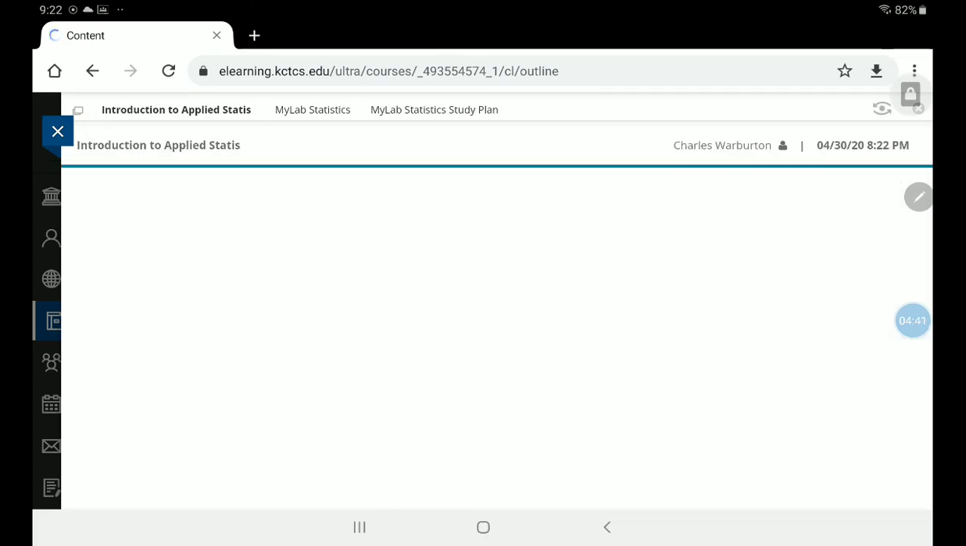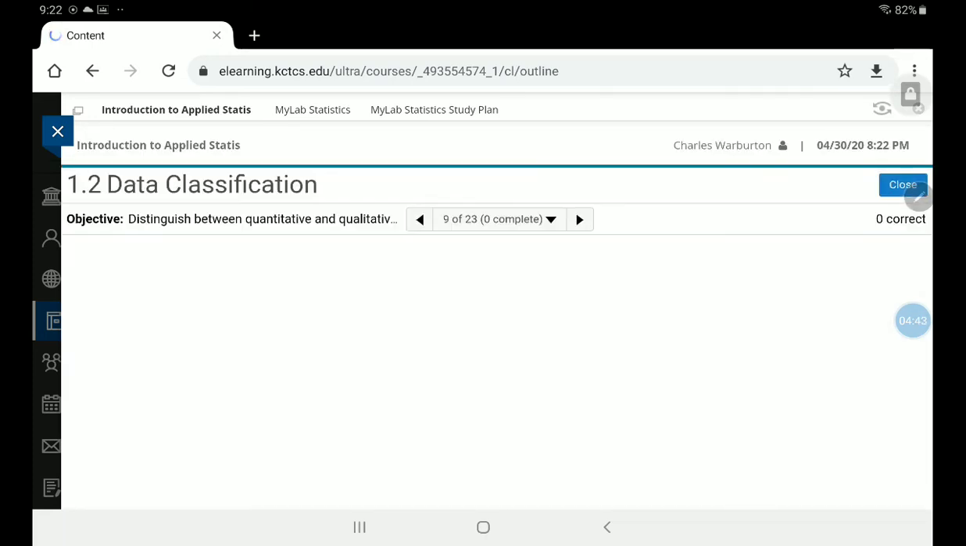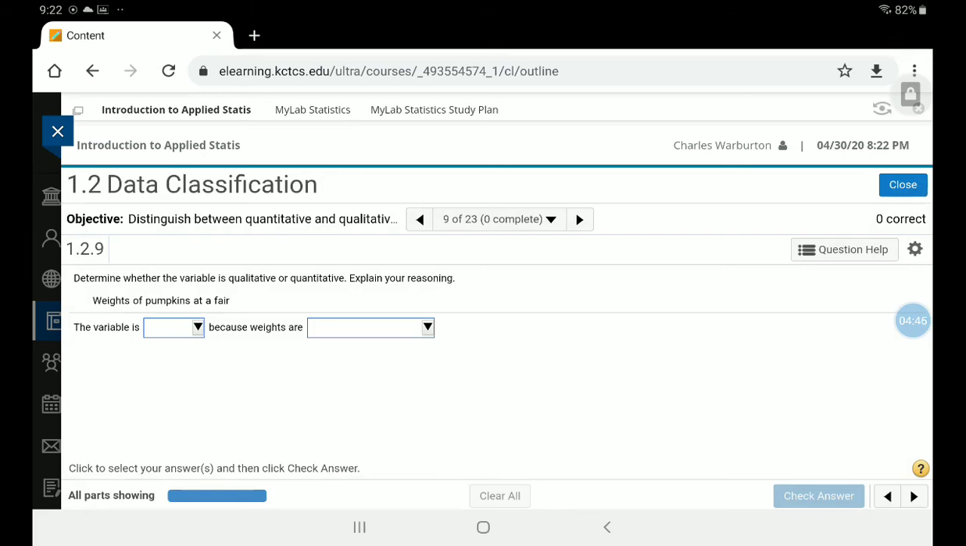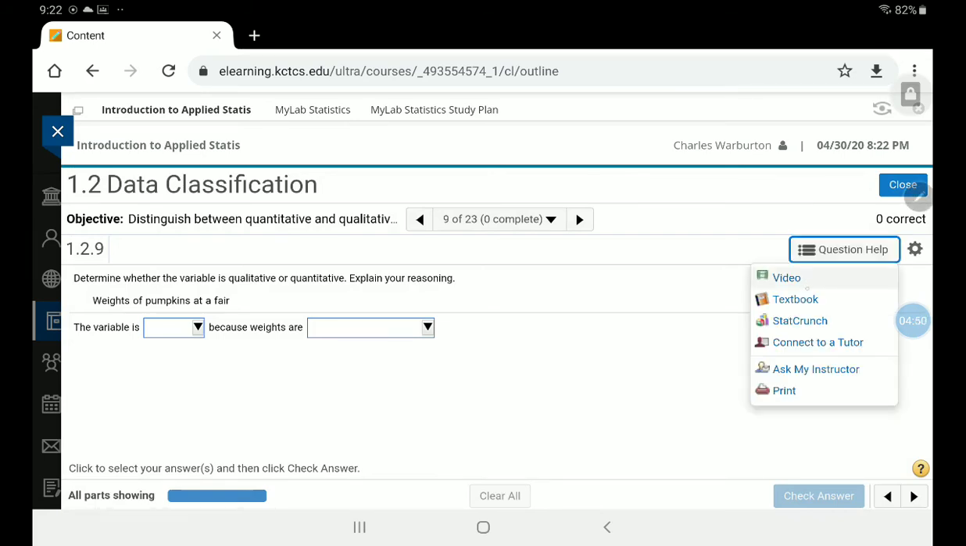The nice thing is it will have all kinds of helps to help me know how to do this problem. Over on the right hand side, there's question help. If you click on that, you've got a video, a textbook, and some StatCrunch stuff. So there are all kinds of helps that will help you do that.